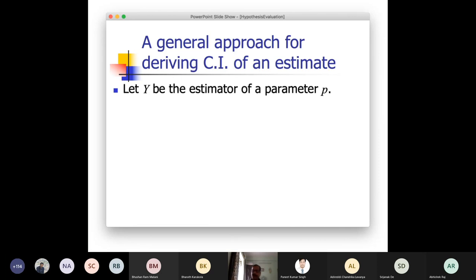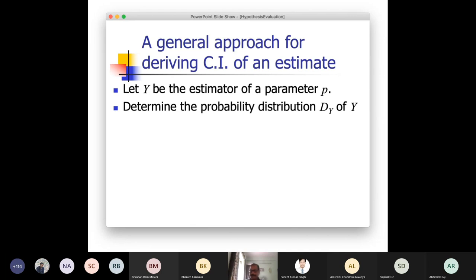The random variable, like r by n. No, that is your computation. Now, that is actually the random variable, because depending upon the value of r, the value will change, and r has a certain probability distribution. So if I consider y is the estimator of a parameter p, you can always determine the probability distribution of y.